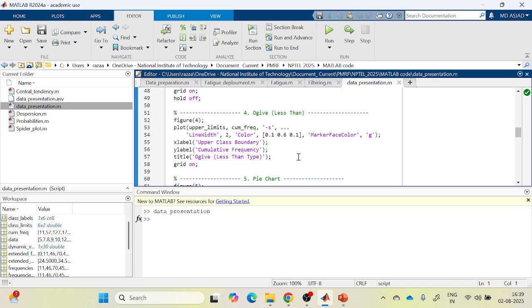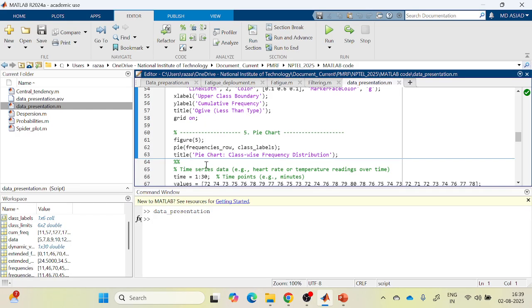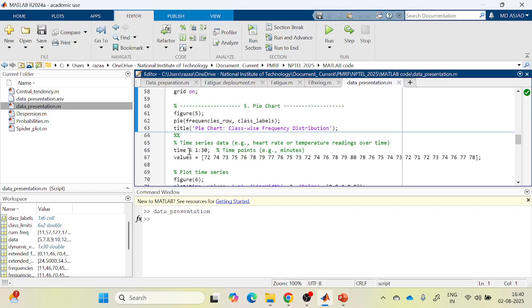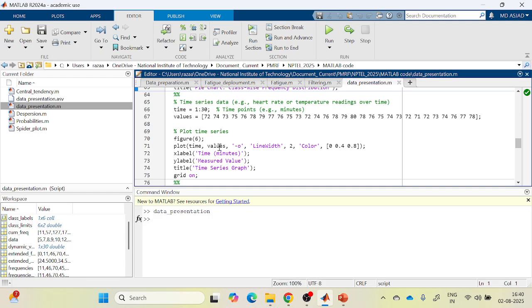So we have to calculate the cumulative frequency. Cumulative frequency I have explained also. And for the pie chart also, the frequency rows and class label we can directly give. For the time series data, we have the time from 1 to 30 and the values lie somewhere like this. Then plot the time series, directly plotting time against value.